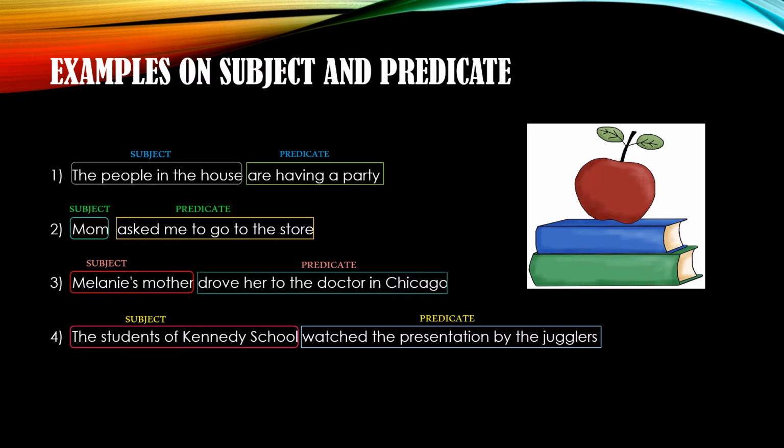So here I can conclude that a subject is not just a single word. Mom, Melanie's mother, the subject is not always one word. A subject can be a phrase like the students of Kennedy School, the people in the house. It does not contain only one word, right?